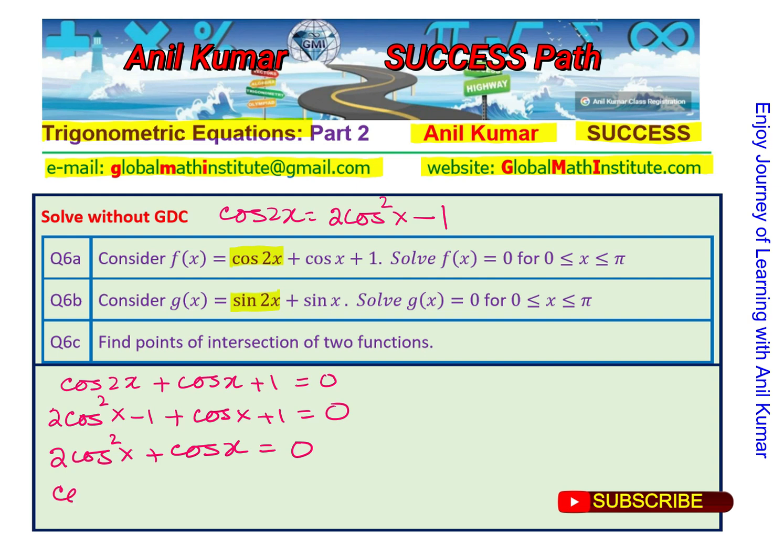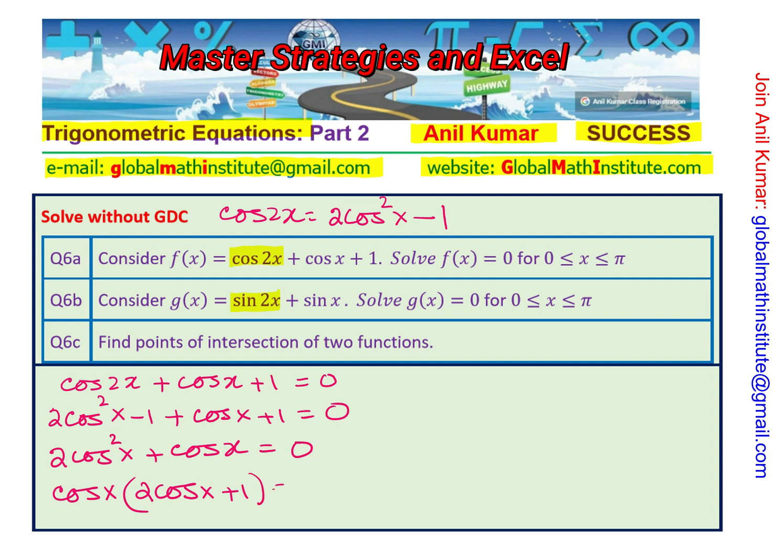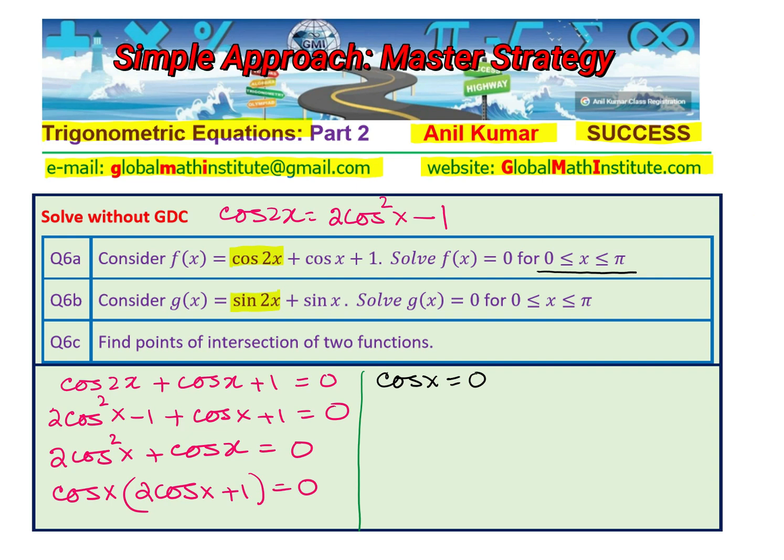You can factor out cos x now. So you get cos x times 2 cos x plus 1 equals 0. That basically gives you two different solutions. One, we're looking for cos x equals 0, and the interval is between 0 and pi, right? So within this interval of 0 and pi, we get x equals pi by 2. That is the only solution for the first part.